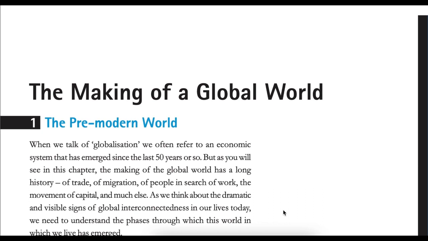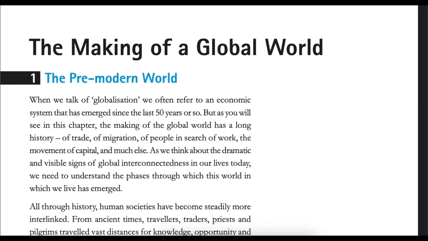But as you will see in this chapter, the making of the global world has a long history of trade, of migration, of people in search of work, the movement of capital, and much else. As we think about the dramatic and visible signs of global interconnectedness in our lives today, we need to understand the phases through which this world in which we live has emerged.